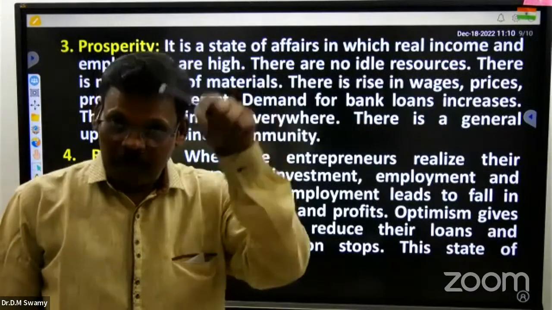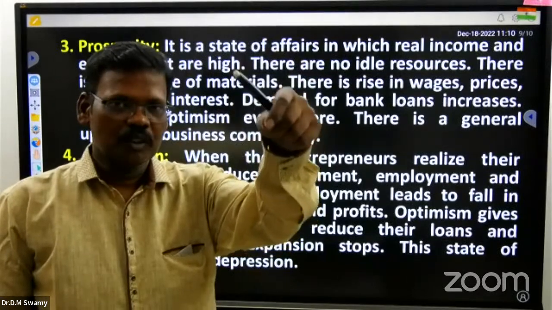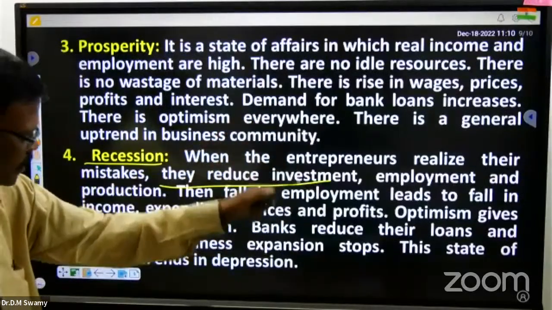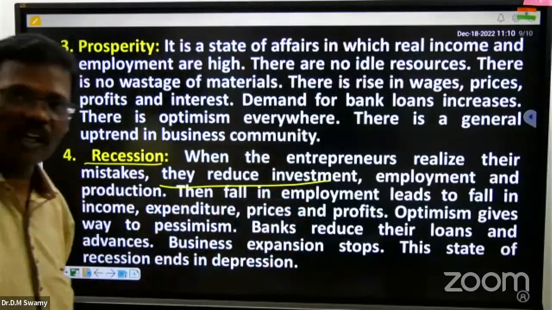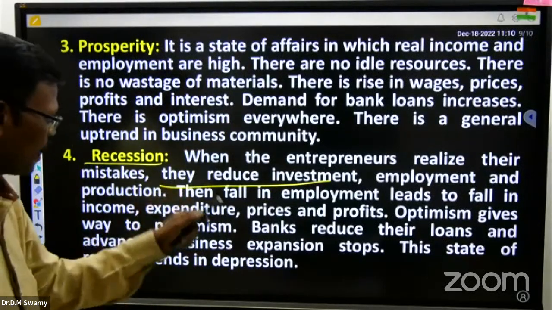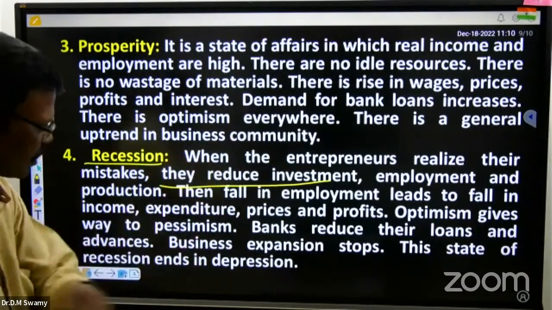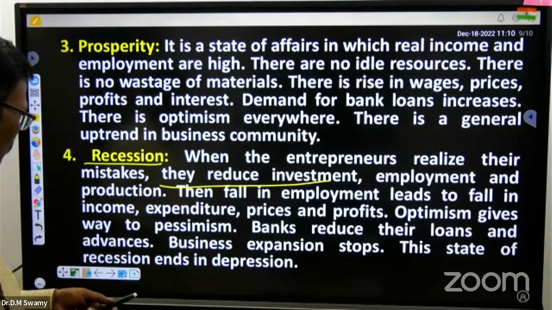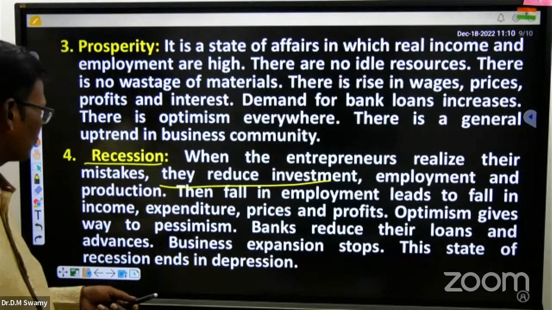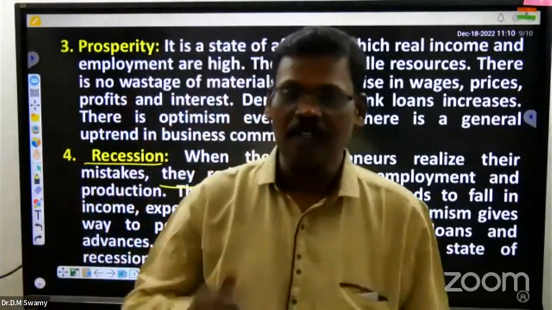If any mistakes happen in the economy and are realized by the producers, they will start to decrease the investment. If the investment decreases, production automatically starts to decrease, and the employment level starts to decrease. The fall in employment leads to a fall in income, expenditure, prices and profits; everything will come down. Optimism gives way to pessimism. Banks reduce their loans and advances. Business expansion stops. The state of recession ends in depression. It will lead to depression.